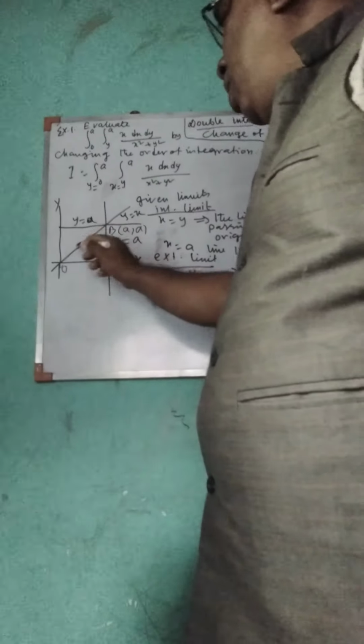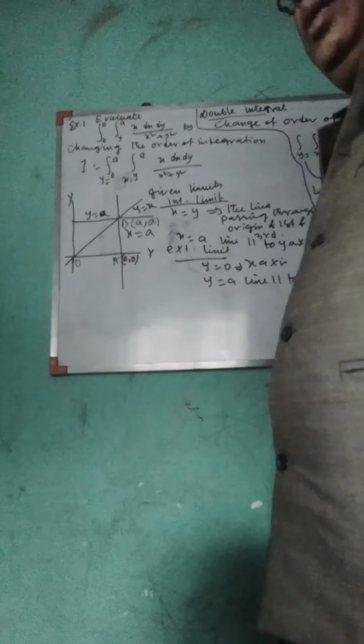So OAB is the bounded region. Okay. Now how to find it? By changing the order of integration. That means you see the internal limit. What is the internal limit? The internal limit is a function of y, that is x equal to y. If the internal limit is a function of y, then the new strip is parallel to the y axis.